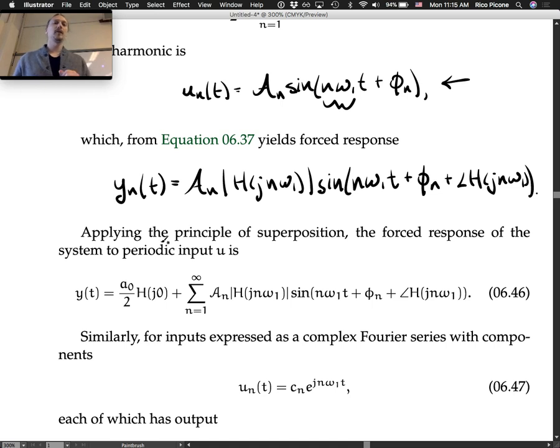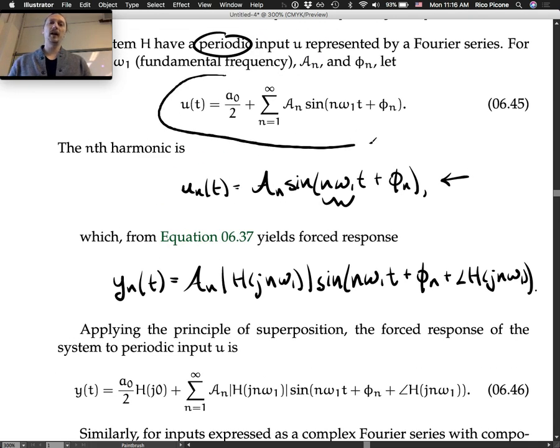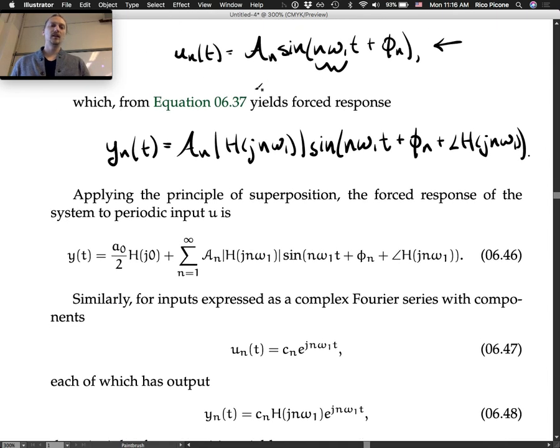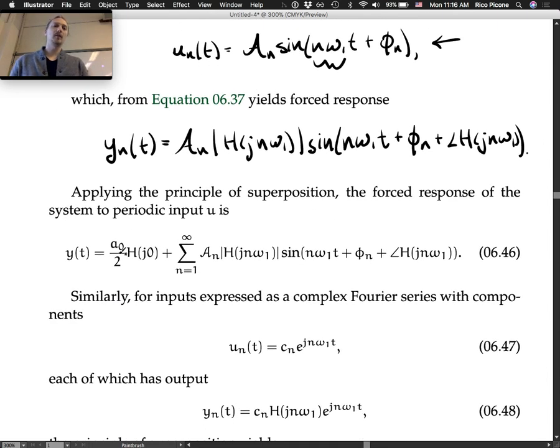periodic input. So, applying the principle of superposition, the forced response of the system to periodic input u, u being this whole thing, is y of t equals a naught over 2 h of j 0. We'll come back to this term. But the rest of it is essentially a sum over yn's. We could just write the sum of yn, but we expanded it out and wrote this whole thing in there. So we sum up each term, and that gives us our output.